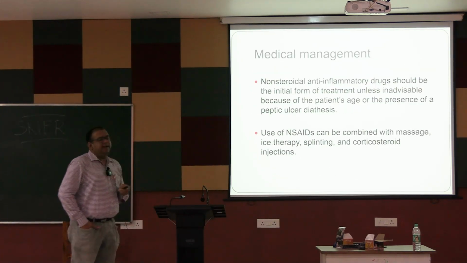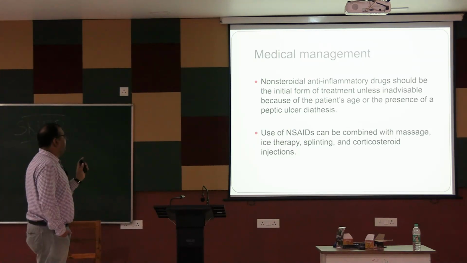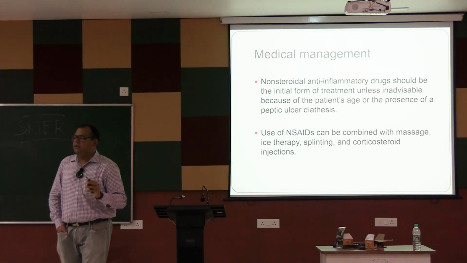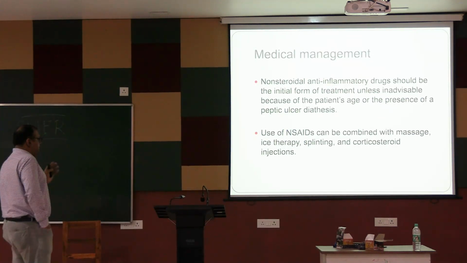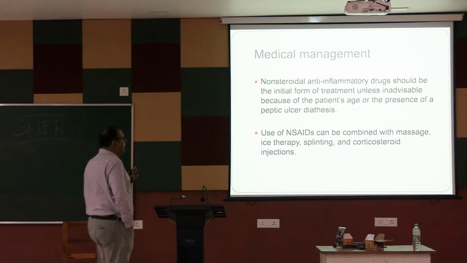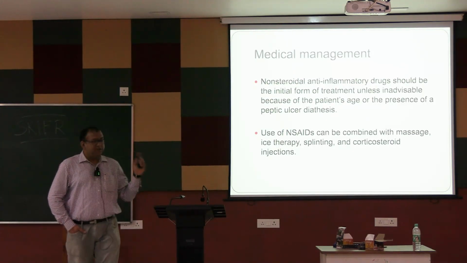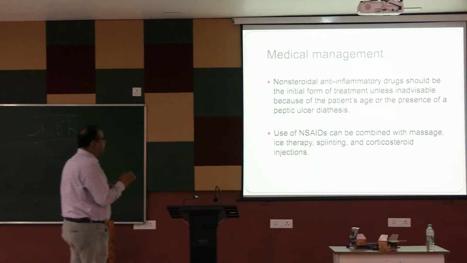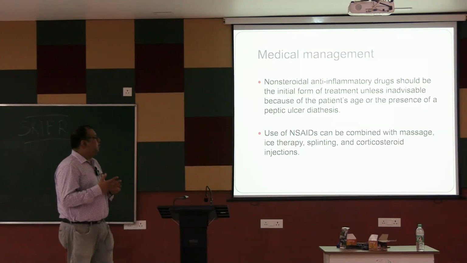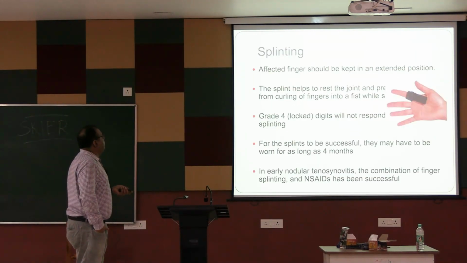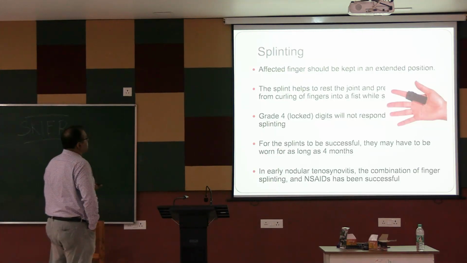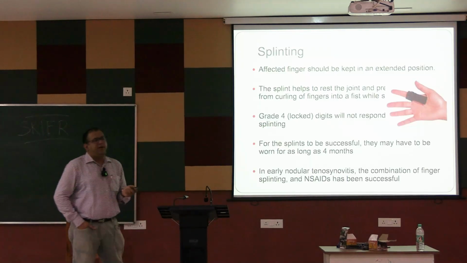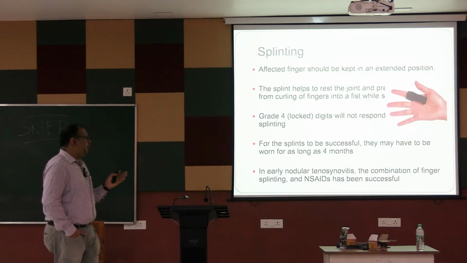Okay, now what is the management of trigger finger? First of all, you give medical management. NSAIDs should be given as the initial form of treatment. Many patients improve with NSAIDs alone, maybe combined with massage, ice therapy, splinting. If it's not improving, go in for a corticosteroid injection. The affected finger should be kept in an extended position. The splint helps to rest the joint, and locked digits will not respond to this type of treatment. That needs further treatment like a steroid injection.